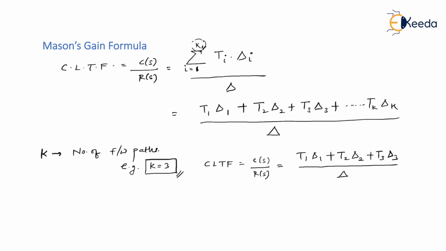So let's say if k equals 4, then I'll add an extra term in the numerator, that is T4 delta 4. So I'm sure now you have understood what happens if k is varied. It just either increases or decreases the number of terms in the numerator. So T means it is a forward path, and when I say Ti, it means it is the ith forward path.